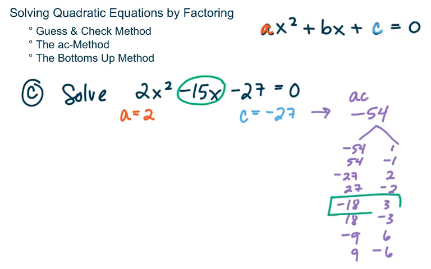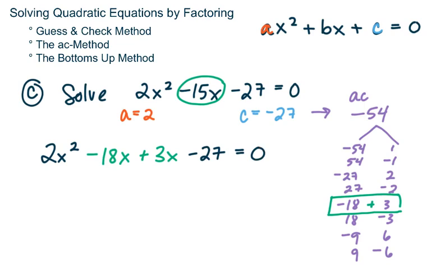I picked negative 18 and 3. If I add those two numbers together, that's going to give me negative 15. So by the AC method, we essentially unadd that term in the middle. So I'm going to write negative 18x plus 3x minus 27 equals 0. Now, negative 18 plus 3, those add together to give me negative 15. So I like to say I unadded them.